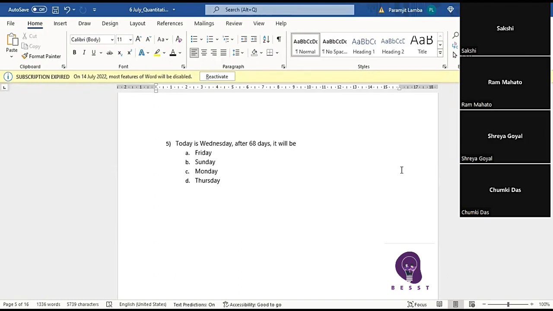After 7 days, the day is repeated. So after 70 days, a faster calculation than dividing 68 by 7, it will be Wednesday. Subtract 2 days from Wednesday, it's Monday. Mental math, quick solution.